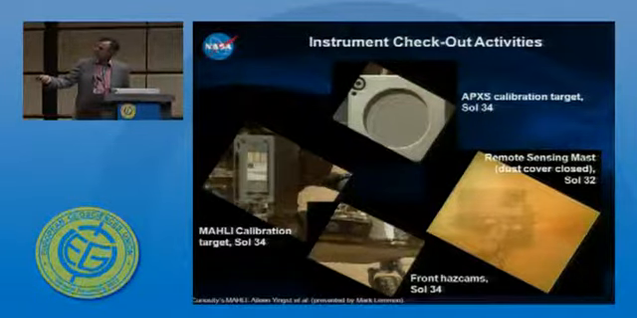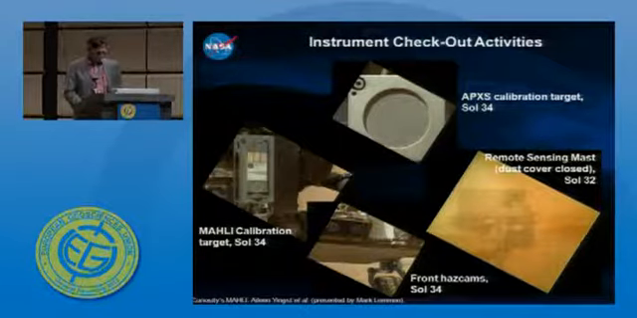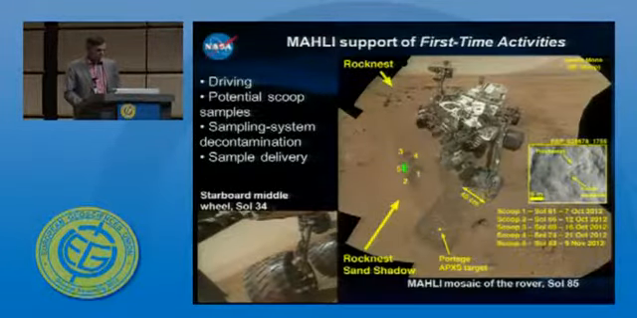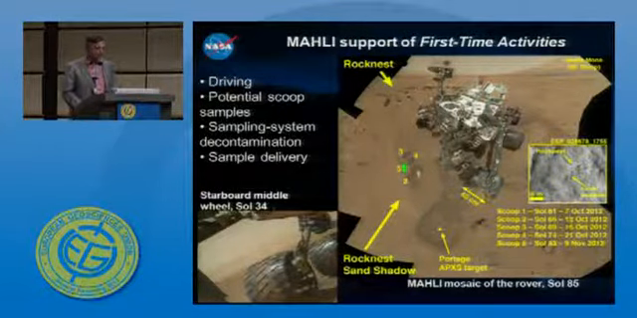Imaging of the front HAZ cams as part of a general survey of the undercarriage of the rover, and I mentioned the remote sensing mast. Support of first-time activities, making sure that we can proceed with things we really want to do.